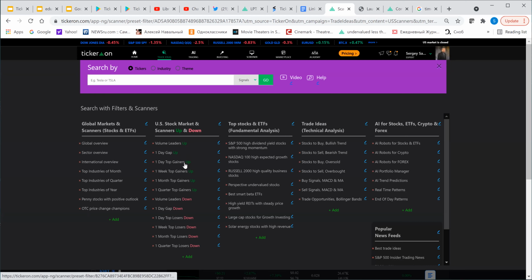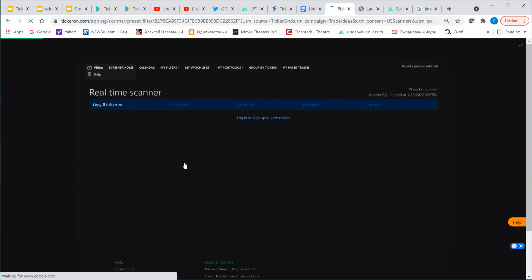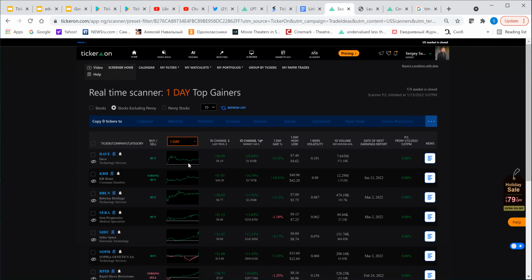Top gainers for today, right? The day was closed, and when you click here and refresh that page, you're going to be able to see who is gaining the most as of today, right? So let's see. 1 day change, 19%, 16%. So we're kind of tracking all the changes. You're going to extract that list. Okay.